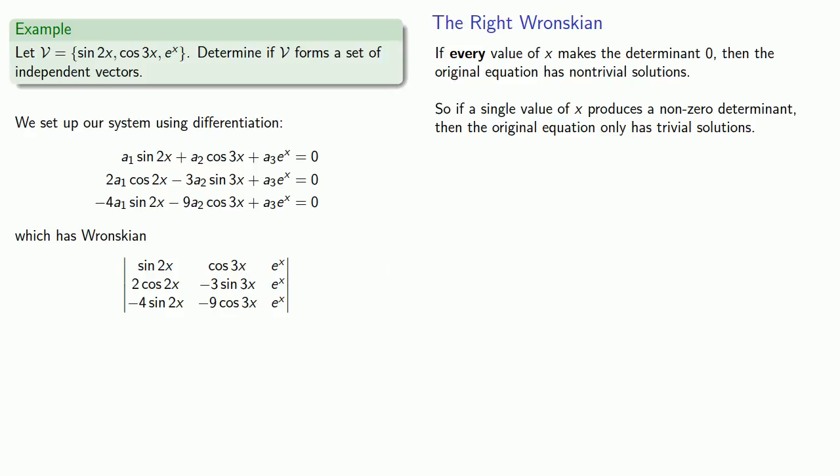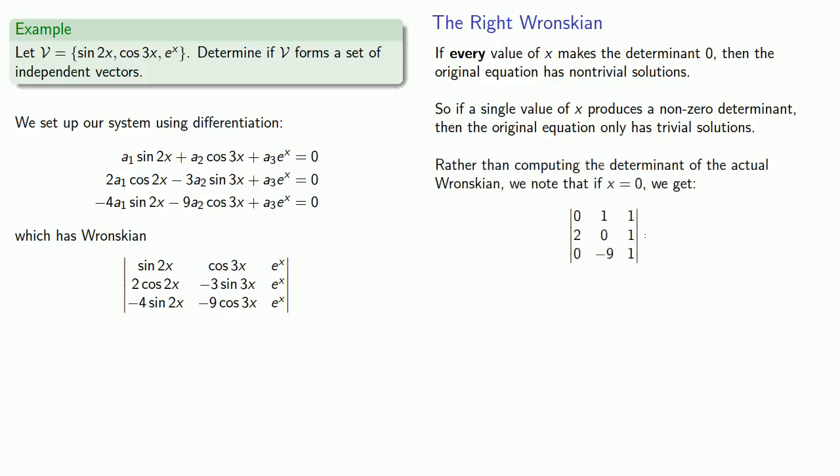So rather than computing the determinant of the actual Wronskian, we might note that at x equal to 0, our determinant simplifies, and we can calculate the determinant of this simpler expression. And since the determinant is not equal to 0, it means that our system will have a unique solution and our vectors are independent.